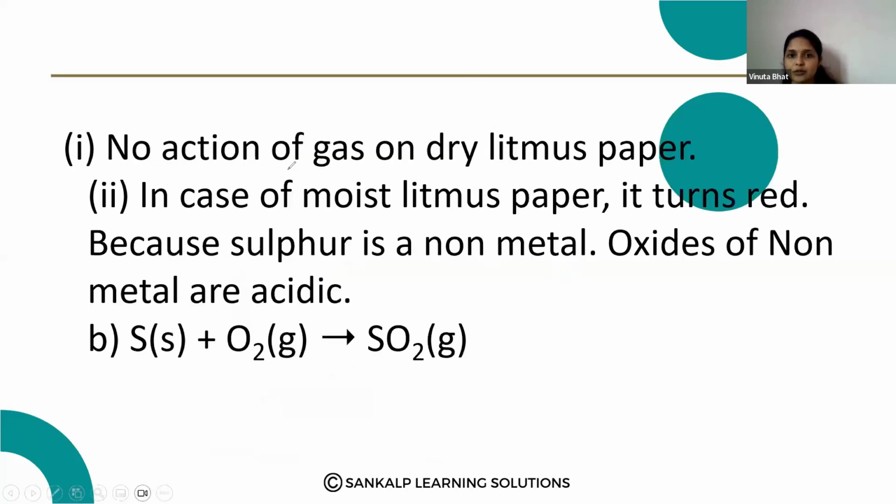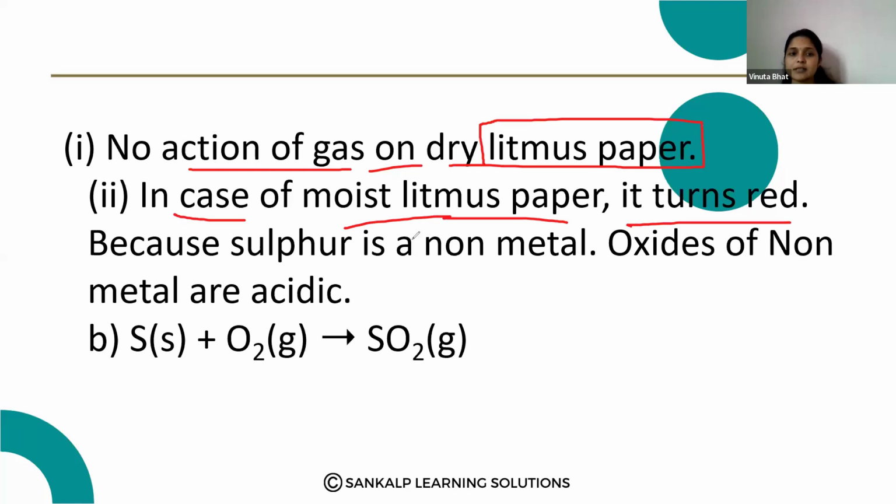Here, there is no action of the gas on dry litmus paper because there is no formation of ions. In case of the moist litmus paper, it turns red because sulfur is a non-metal and oxides of non-metals are acidic. This sulfur oxide is acidic in nature, so it turns the moist litmus paper red.